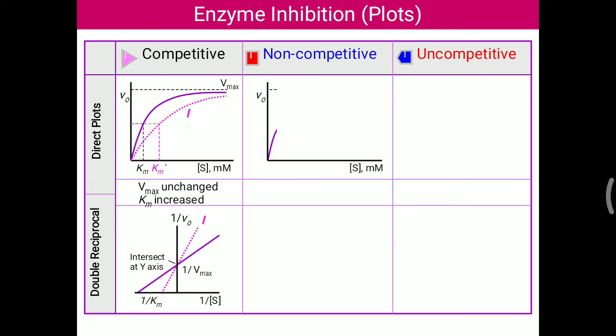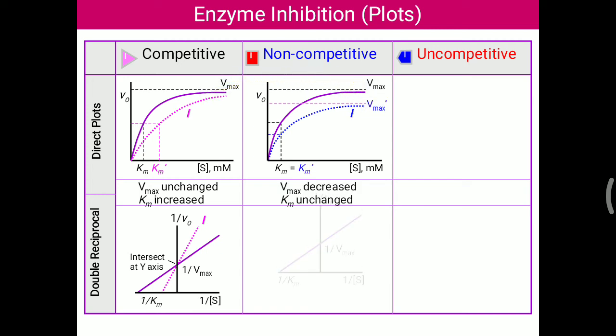Now what happens in non-competitive inhibition? We get Vmax and Km from the direct plot, but when a non-competitive inhibitor is present, the maximum velocity decreases, while Km remains unchanged. So both lines intersect at the x-axis, where we get the Km value. So Km, the Michaelis constant, remains unchanged in non-competitive inhibition. You can remember that there is no change in Km value in non-competitive inhibition.